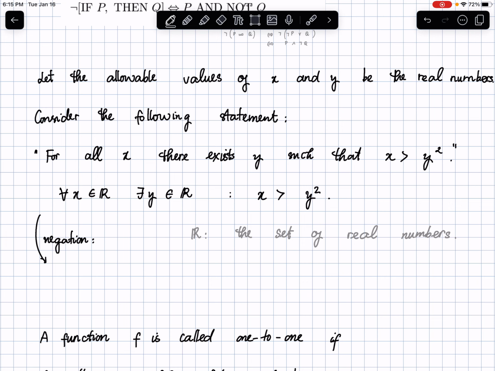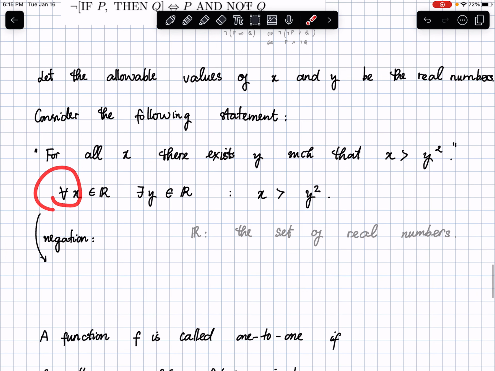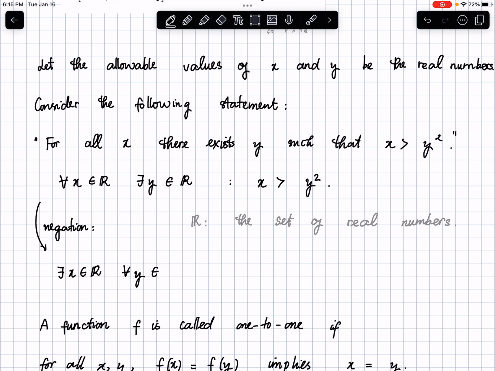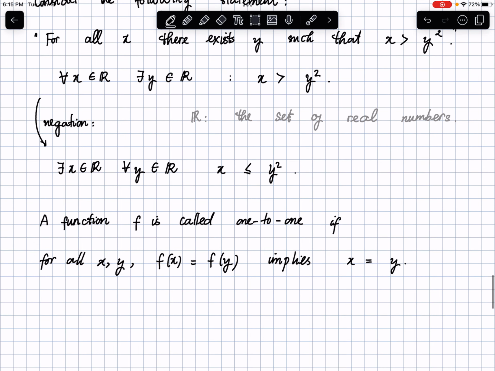As we just said before, for all becomes exists, exists becomes for all, and we go from left to right. The statement becomes the negation of itself, right? So we have there exists x in R such that for all y in R, the negation of this one is x less than or equal to y squared. Done.